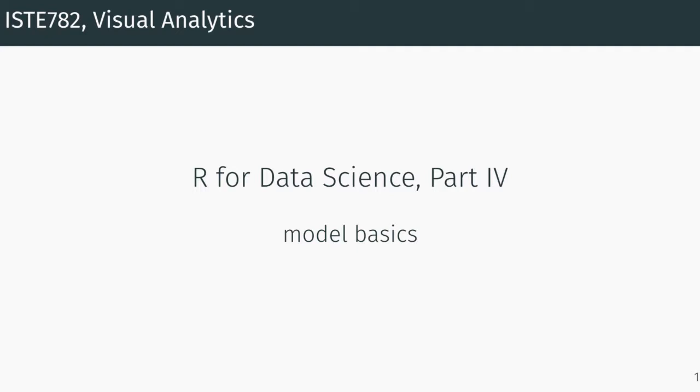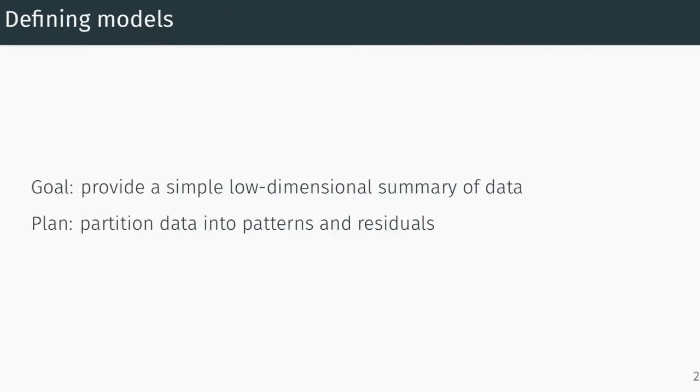Our textbook, R for Data Science. This chapter is on model basics. We're going to neatly sidestep the question of defining models by instead talking about the goals of defining models and the plans for defining models. Our goal is to provide a simple low-dimensional summary of data, and our plan is to partition data into patterns and residuals.